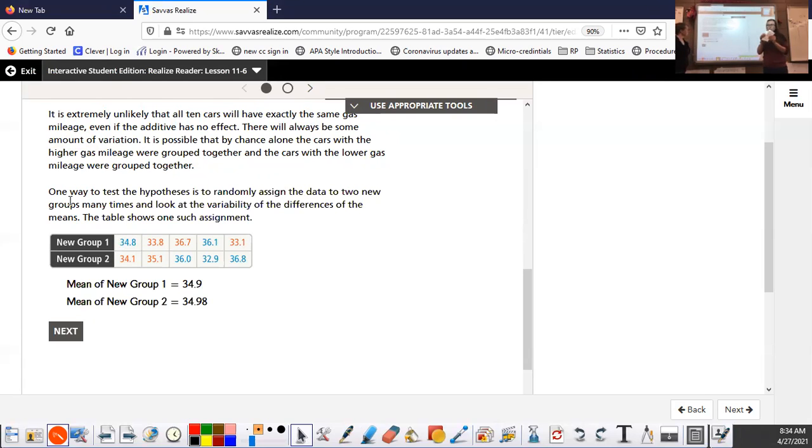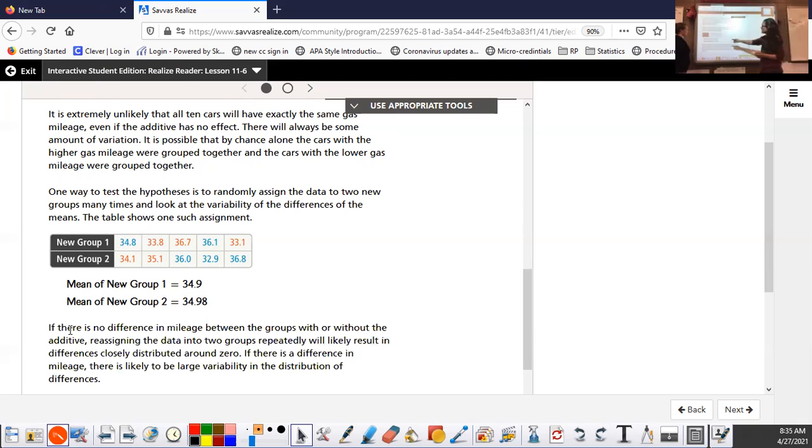And how we're going to do it in class, if you've missed class or are not going to be able to attend, is we took all 10 of these different gas mileages and wrote them on cards. In class we're going to shuffle these up and put them into two groups. So we pool all of our data values, put them into two groups, and find the mean, assuming that the additive made no difference, essentially.